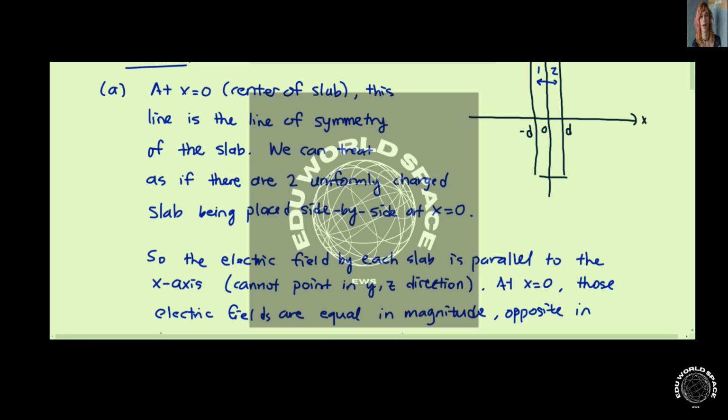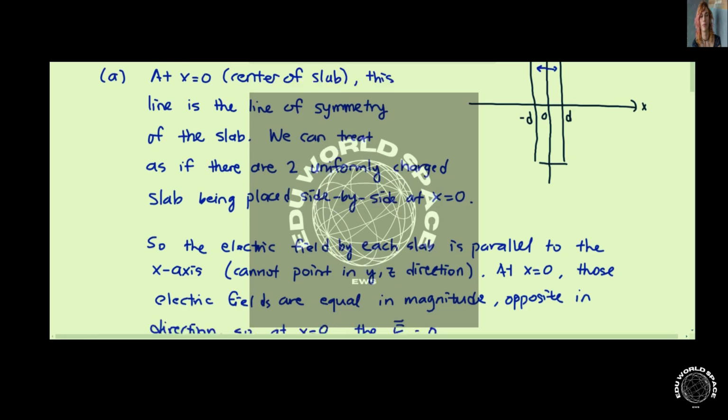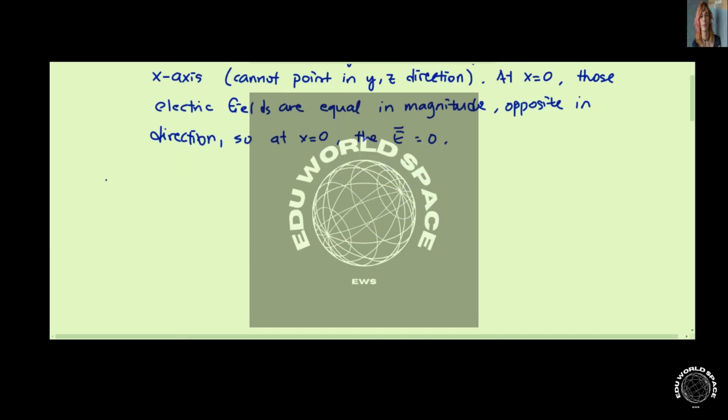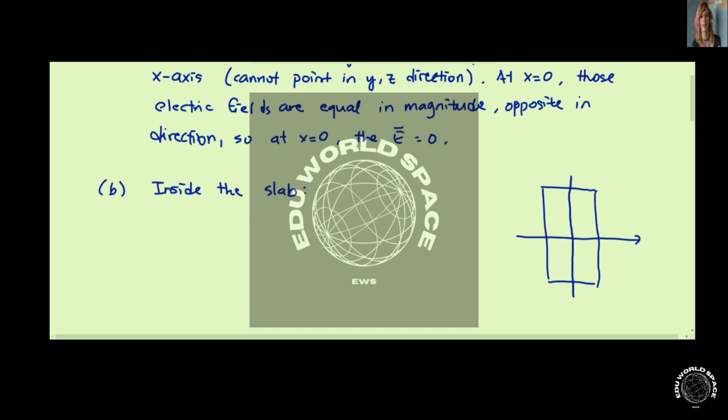In part B, we want to find the electric field everywhere, and here we will be applying Gauss's law. First we will do inside the slab. We will draw the slab here and enlarge it. We have shown that E is 0 at x equals 0, so we can have a Gaussian surface that looks like this.